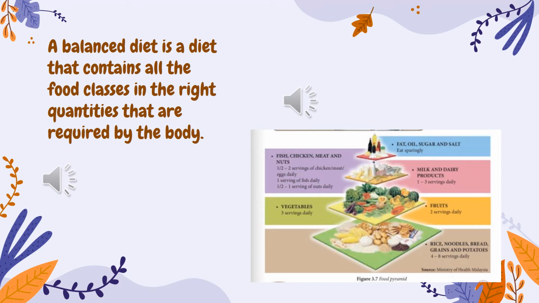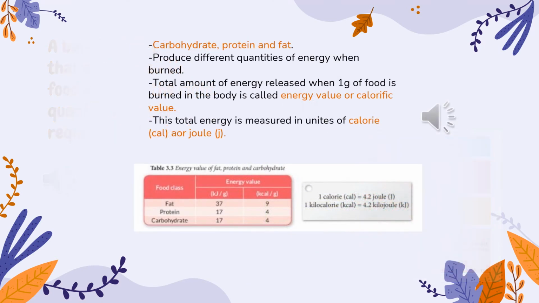As for protein, like fish, chicken, meat, and nuts, we are to consume half to 2 servings of chicken or meat or eggs daily, or 1 serving of fish daily, or half to 1 serving of nuts daily. Meanwhile, milk and dairy products should be taken in 1 to 3 servings daily. And the least we should eat is fat, oil, sugar, and salt. We need to eat this class of food sparingly.